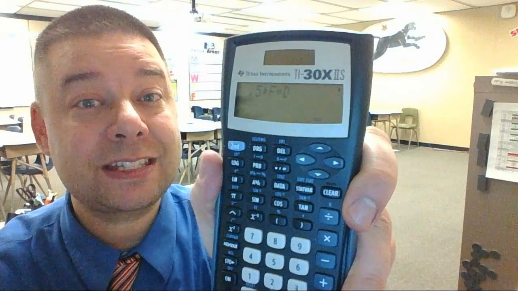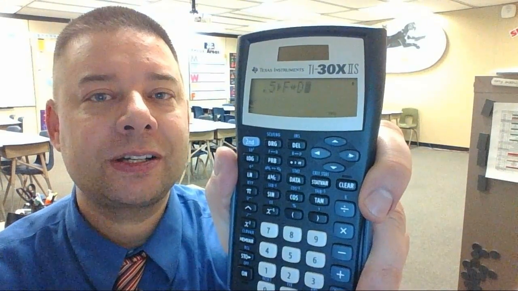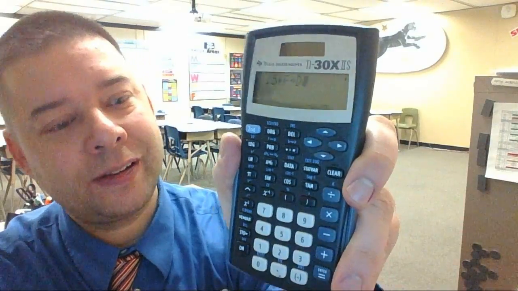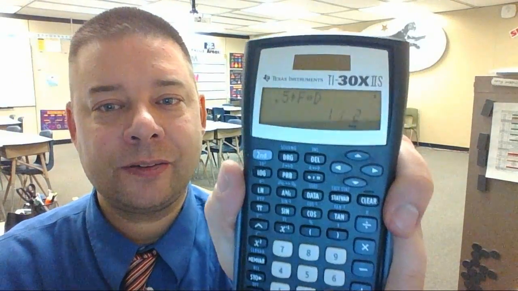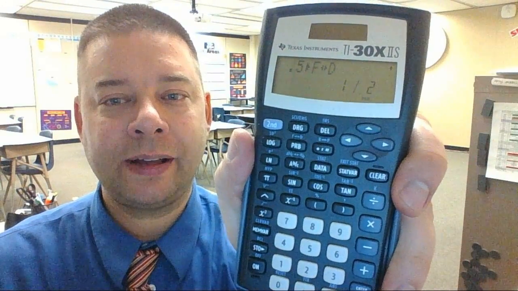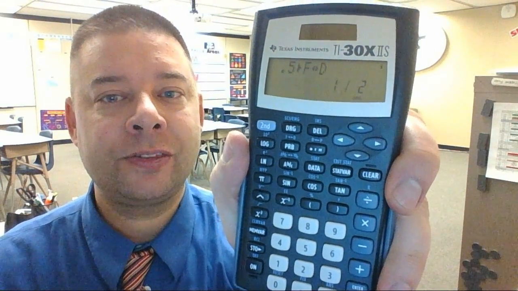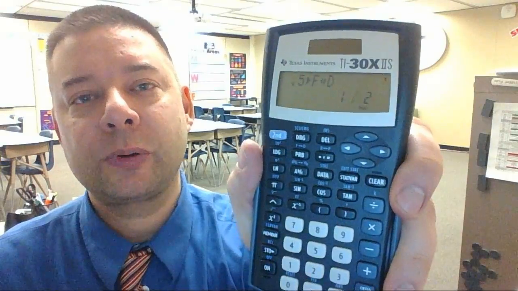So if it's a decimal, it's going to convert to a fraction. If it's a fraction, it converts to a decimal. I'm going to hit enter, and see if you can see that on my screen. It says 1/2. Now I already know that 5/10 is 1/2, so that makes it pretty easy.